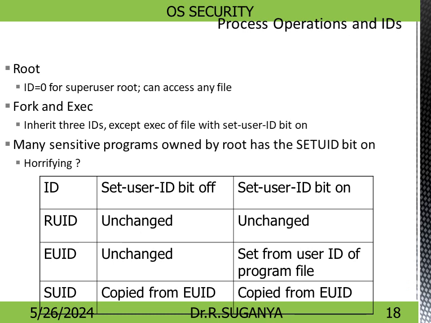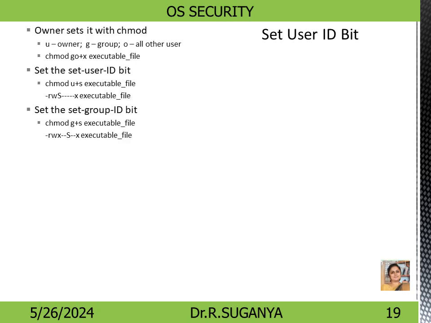Root: user ID equal to 0, the superuser root, can access any file. Fork and exec inherit the 3 IDs, except exec of a file with the set user ID bit on. Many sensitive programs owned by root have the set UID bit on. The real user ID is unchanged, and the saved set user ID is copied from the executable's user ID.